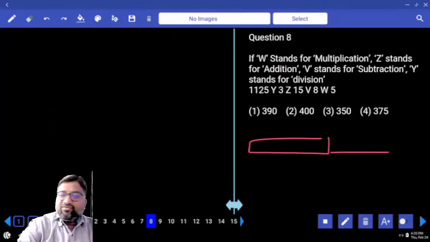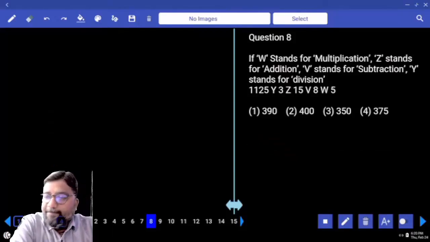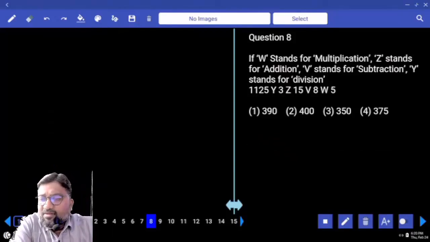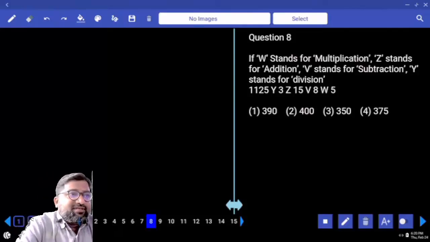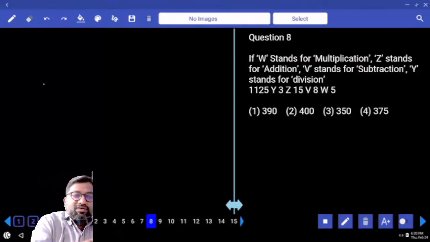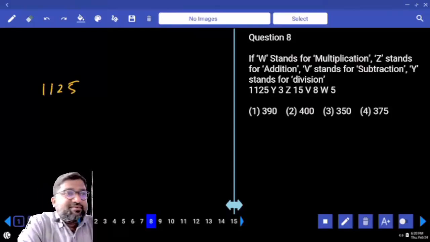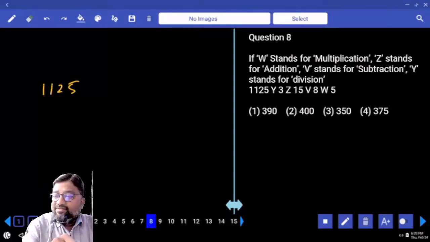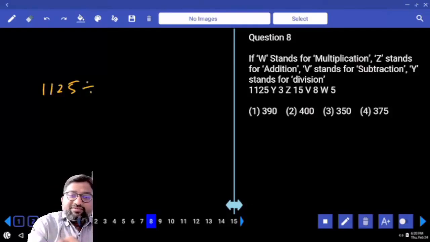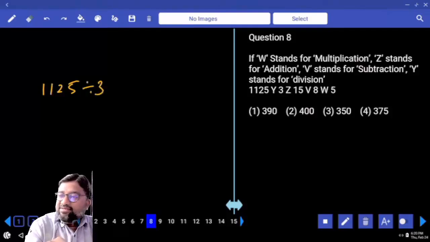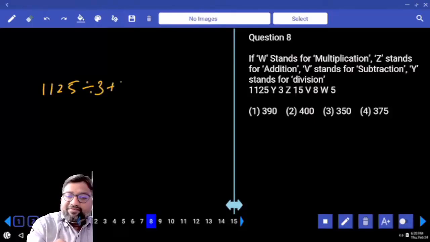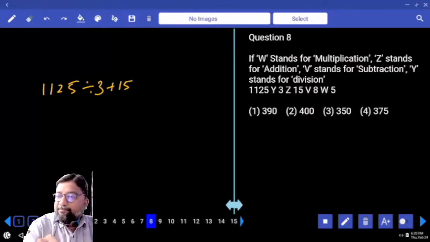Let's go for the 8th one. This is clearly based on what? BODMAS rule. Chalo, this is what? 1125. What is Y? Y stands for division. 3 and Z plus 15. V stands for subtraction. Minus 8. W into 5. Done?